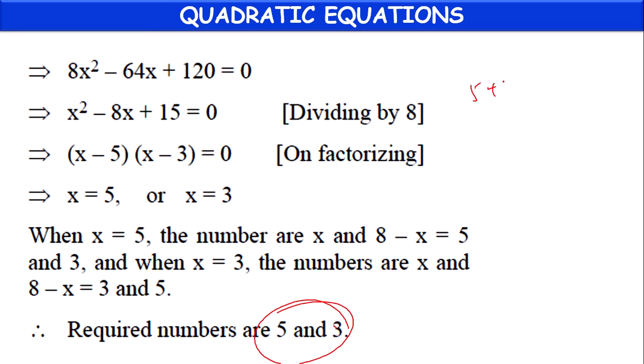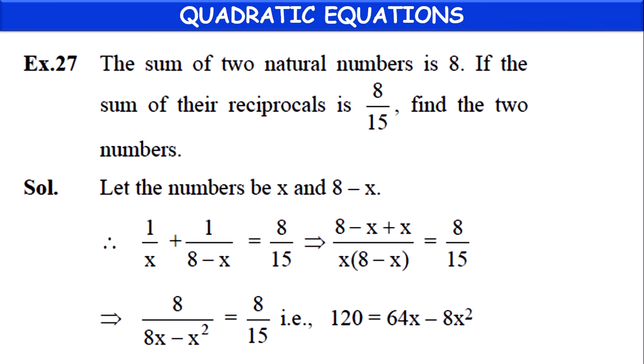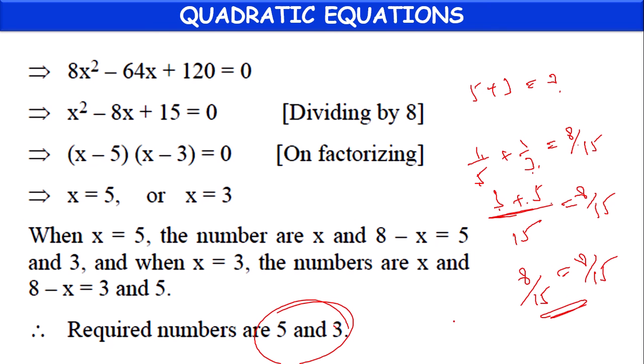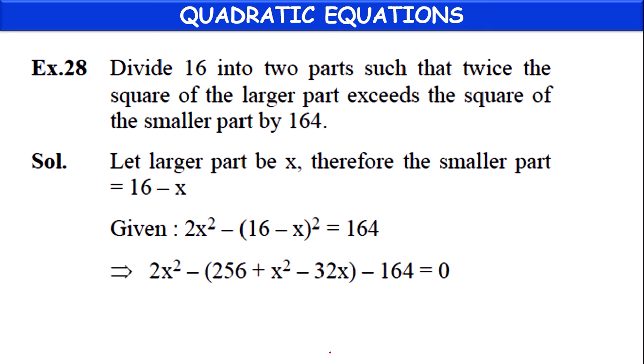So their sum equals 8, and the sum of their reciprocals should be 8 by 15, as they have given. Let's cross check it. For 5 and 3, the LCM is 15. 5 3 times 15, 3 into 1 is 3. 3 5 times 15, 5 into 1 is 5. 3 plus 5 is 8 by 15, equal to 8 by 15. So our solutions are true. Like this we can solve, children.